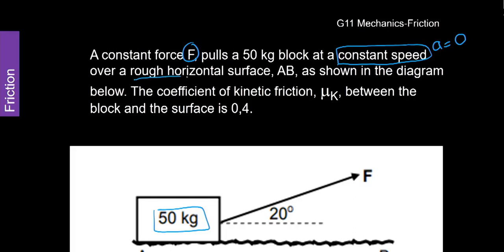Over a rough horizontal surface. The word rough is telling us that there is going to be friction involved in this. At some stage, they will ask us about friction. They've labeled the surface AB, and they've even drawn it like this, so we can see that there's going to be friction, as shown in the diagram below. Then they give us the coefficient. The coefficient of kinetic friction is mu k between the block and the surface, and they give us this value, 0.4.